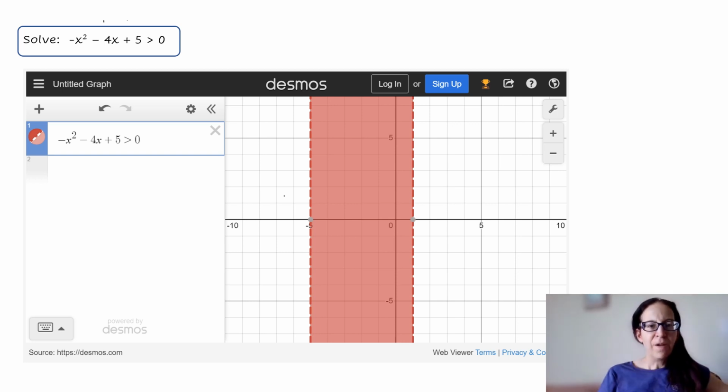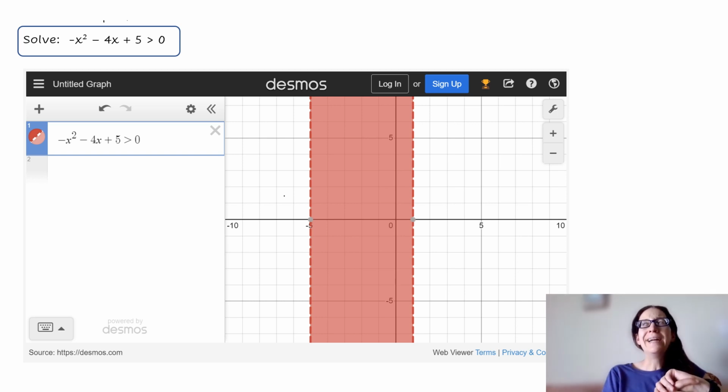There we go. So yeah, these are pretty awful to do by hand. You actually have to factor and then get what are called test points to see which test points are going to make that inequality true. Again, going back to the definition of solve all the way from the beginning of this video, solving is looking for the values that will make it true.